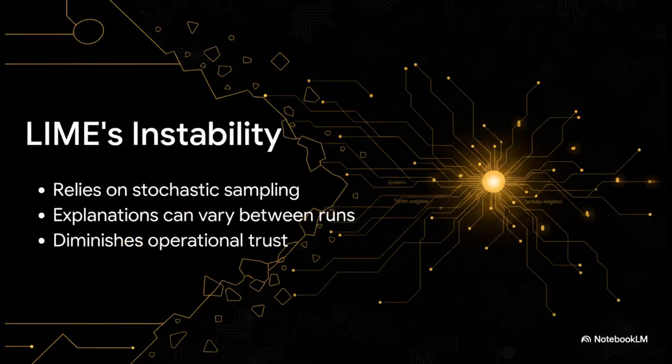But here's the real catch with Lime's local approach. Running it twice on the exact same applicant can actually yield completely different feature orderings. And that's because of its stochastic sampling process. Because Lime generates random synthetic neighbors to test the model, it's basically fundamentally unstable. I mean, you could run Lime on our applicant right now, and it might tell you their debt ratio is the biggest factor. Run it again 5 minutes later, it might say their income was the biggest factor. In a high-stakes, heavily regulated environment, that kind of instability can seriously diminish operational trust.